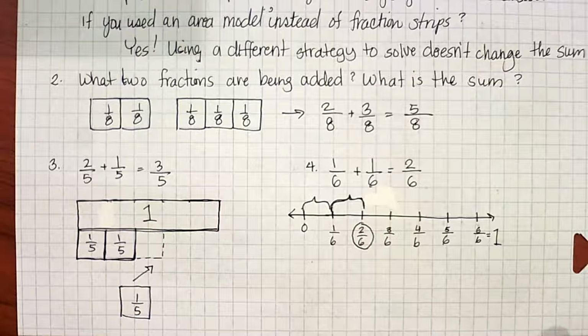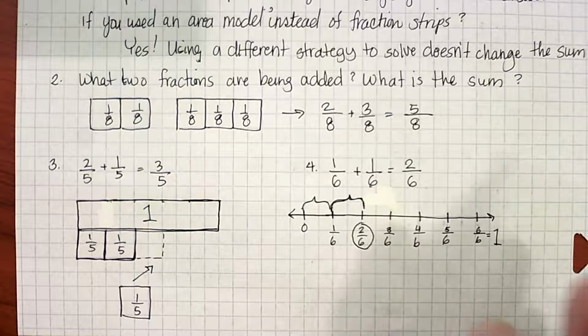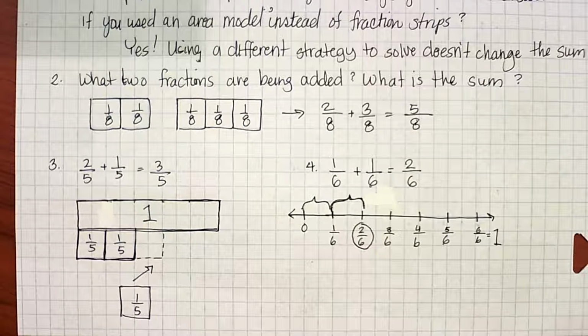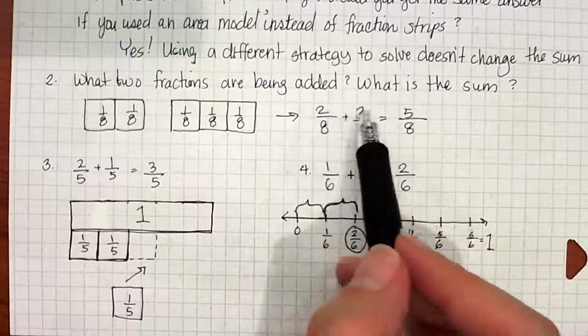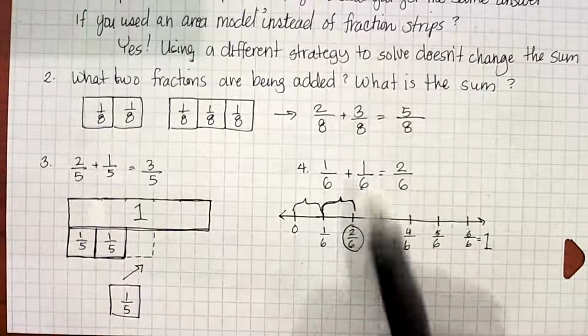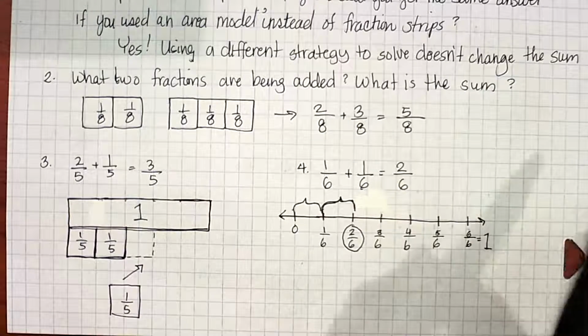So adding fractions is pretty straightforward, especially when you have a common denominator. You can ignore the denominator and just add the numbers in the numerator. Just copy it over all the way to your answer part, and then just work with your numerators, and then you can ignore the denominator part.